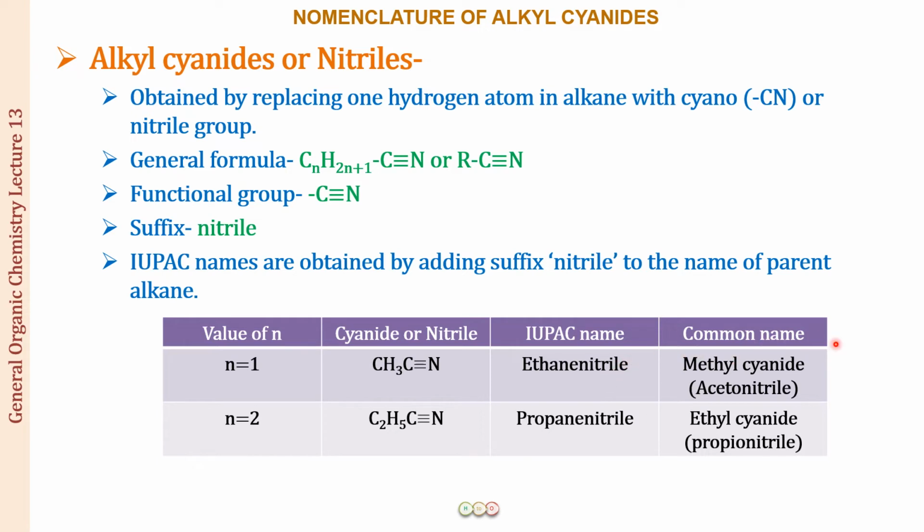So this is going to be ethanenitrile. But when we talk about the common name, it is going to be methyl cyanide. So this group we will be calling as the cyanide group, and this is a methyl group which is attached to it. So this becomes methyl cyanide, and this can also be written as acetonitrile. Then we have n equal to 2, so this becomes C2H5CN. So again for 3 carbons the alkane is going to be propane. So this becomes propanenitrile, or for the common naming system we will be calling this as ethyl cyanide or propiononitrile. Okay.